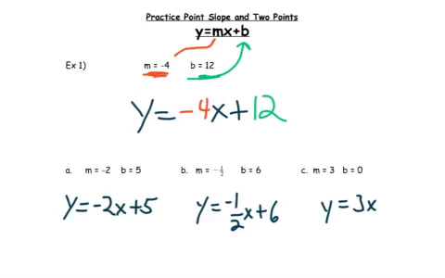Okay, so you can see I have the 3 answers down below. I have y equals -2x plus 5. I have y equals -1/2 x plus 6. And here I have y equals 3x. Now, b is 0. You could have plus 0, but it's not necessary. Okay, so let's take a look at the next step in the process.